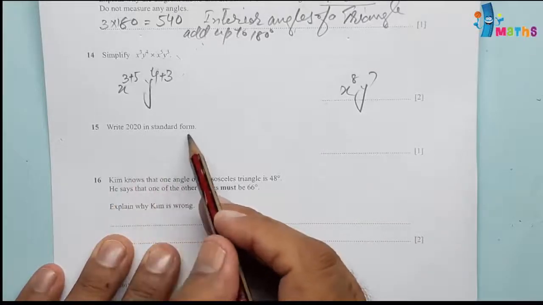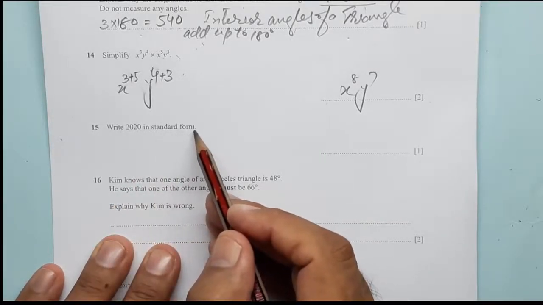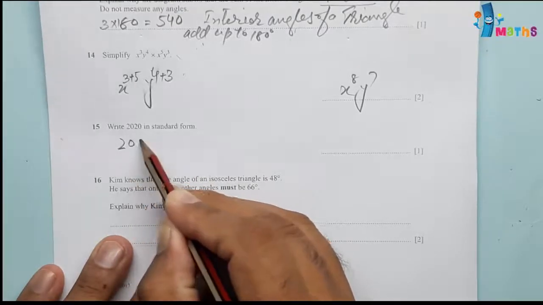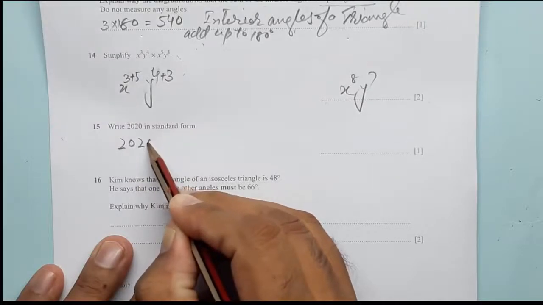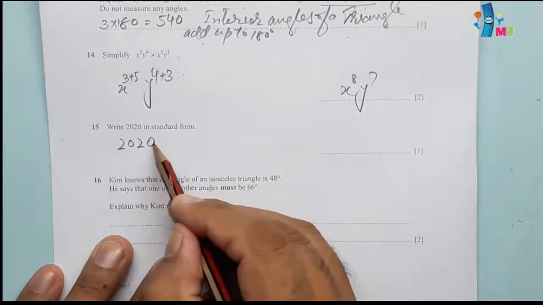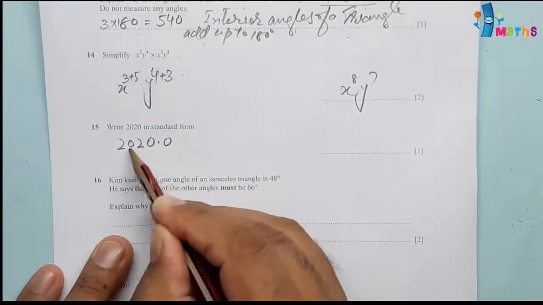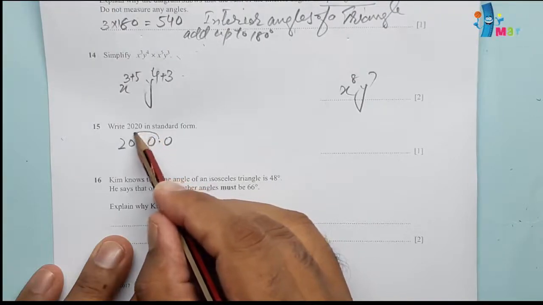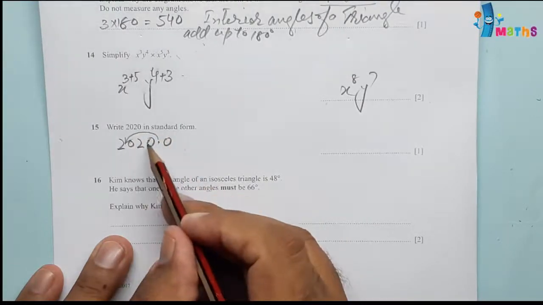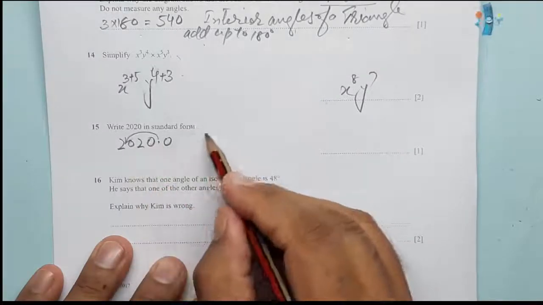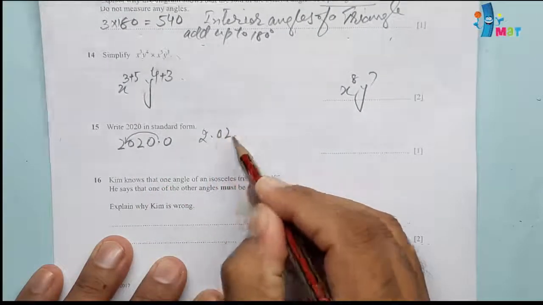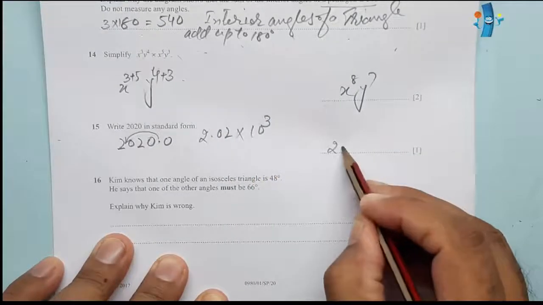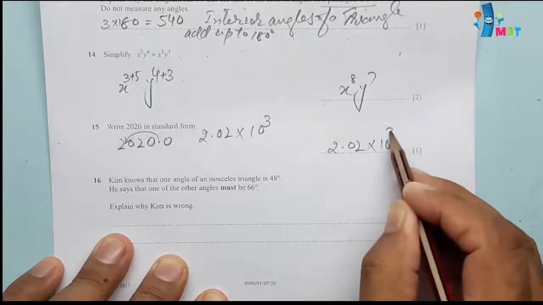Write 2020 in standard form. So standard form, you know, we have to put the decimal after the first non-zero digit. So we can write this as 2020.0. Now we have to shift the decimal to this location. So 1, 2, 3, there will be 3 jumps. So 2.02 into 10 raised to the power 3. So this will be our answer, 2.02 into 10 raised to the power 3.